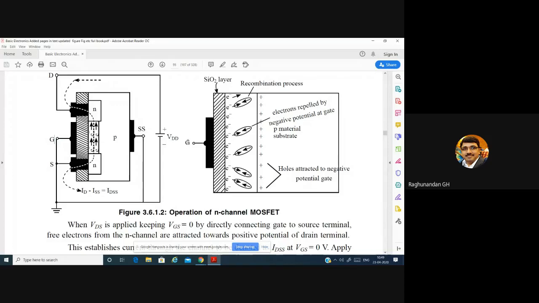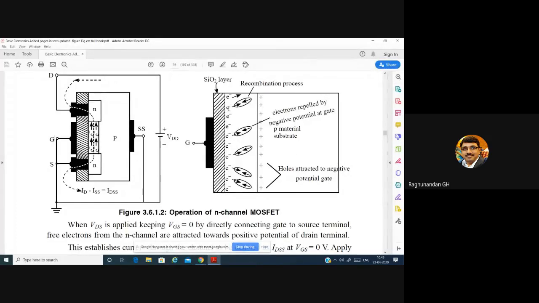When I connect this to the positive power supply, a positive electric field is produced in the layer below the gate. Just look into this diagram. Already the electrons are flowing. Along with that, since this is a p-type substrate, the majority charge carriers are holes and the minority charge carriers are electrons. That means even though this is p-type material, it contains some electrons in it.